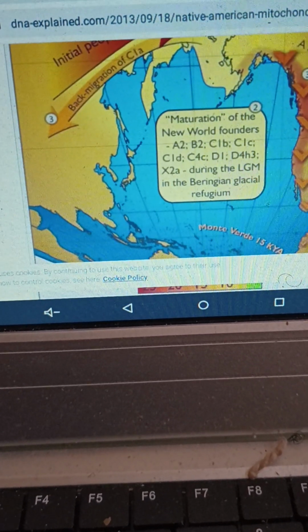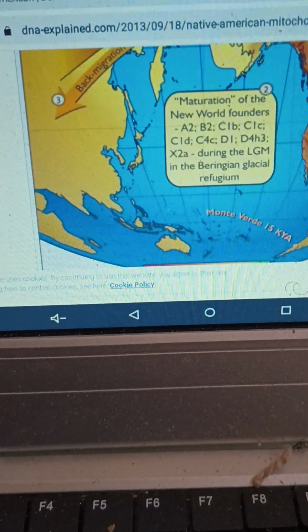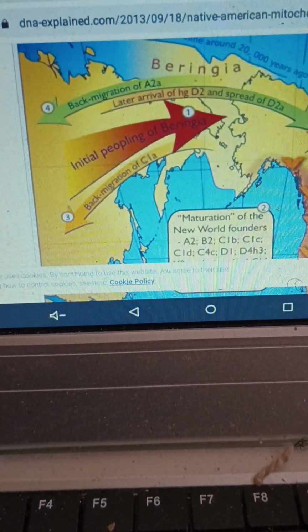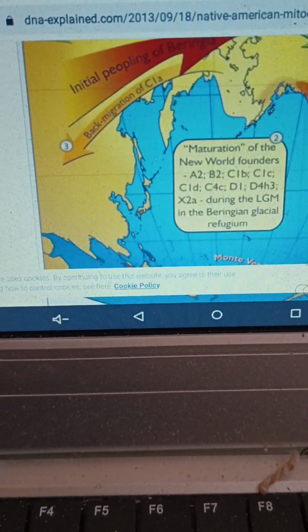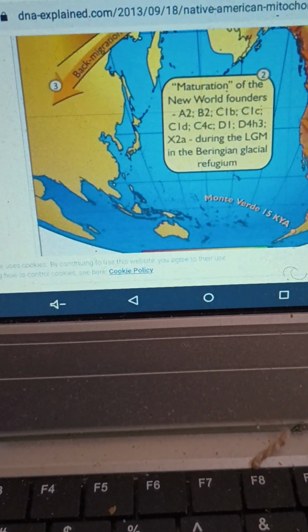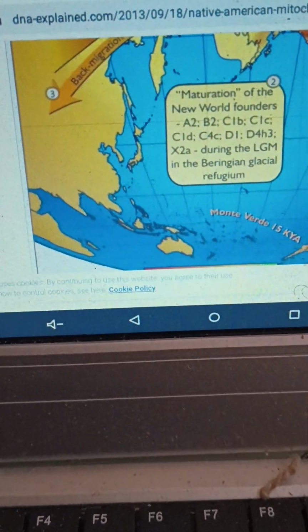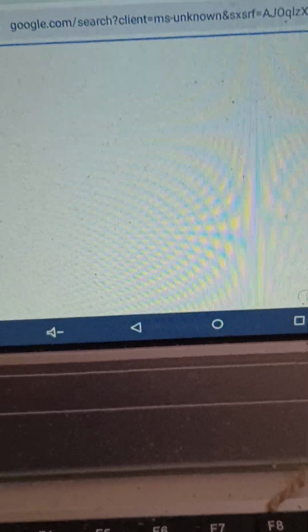That's what that LGM stands for, by the way. During the Beringian glacial refugium. So this is where people retreated because they could survive here during the Ice Age. Refugium from refuge, and they had reached Monteverde by 15,000 years ago. Okay, so now this opens.